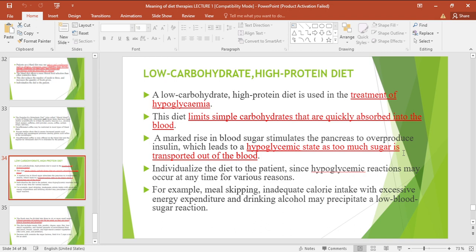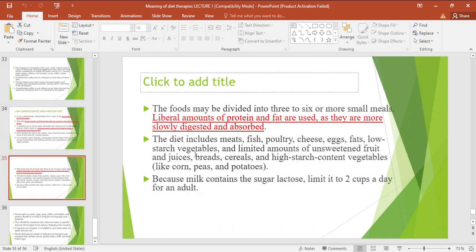And you have to individualize this diet to the patient since the hypoglycemic reactions may occur at any time for various different reasons. For example, skipping meals, inadequate calorie intake with excessive energy expenditure, and drinking alcohol may also precipitate a low blood sugar reaction. The foods may be divided into 3 to 6 or more small meals, and liberal amounts of protein and fat are used because they are more slowly digested and absorbed.